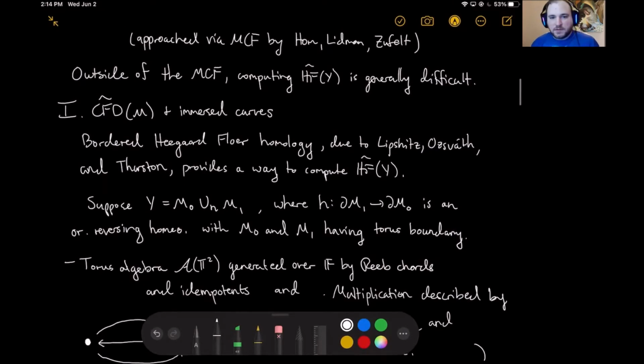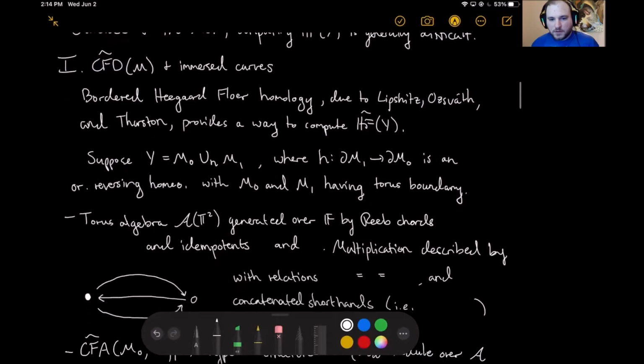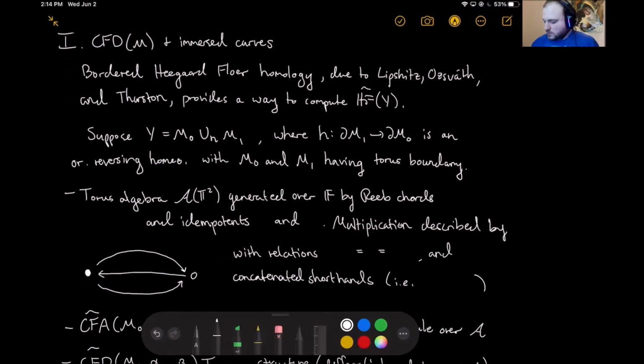So what are some of the pieces needed to understand their invariant? We need the torus algebra, which we'll call script A, and this is generated over our field with two idempotents, iota 0 and iota 1, and Reeb chords rho 1, rho 2, rho 3. Multiplication here is conveniently described by this quiver on the left, where the filled-in dot represents an iota 0 generator, the open one an iota 1 generator, and then the Reeb chords relating them.